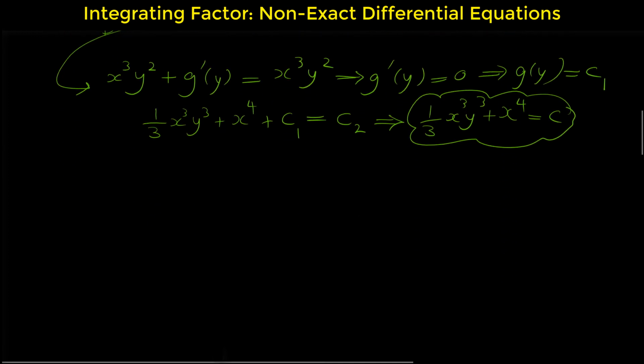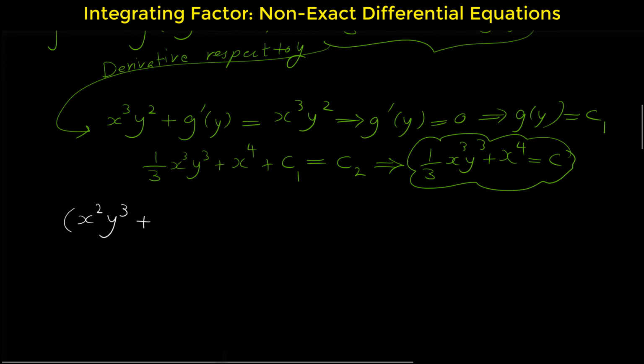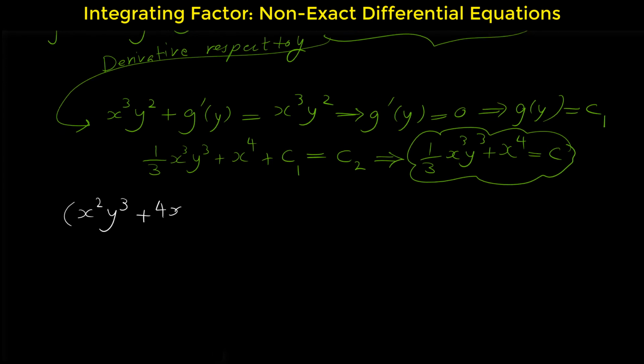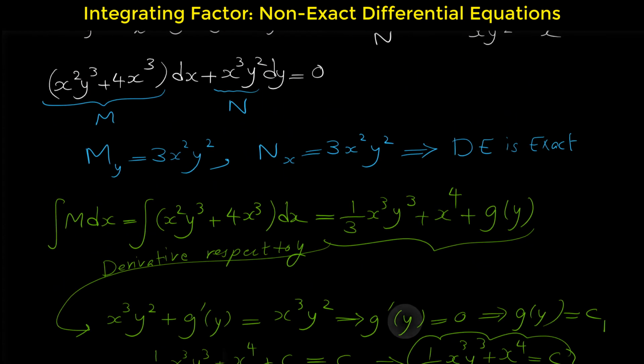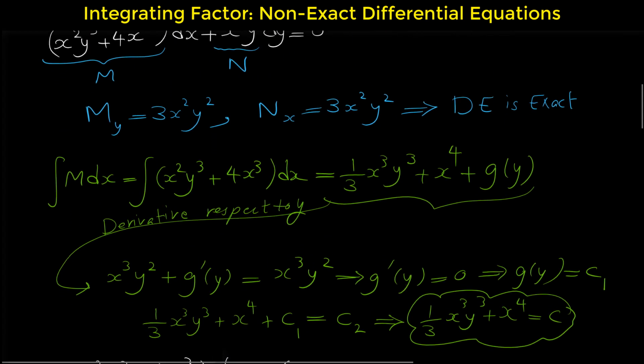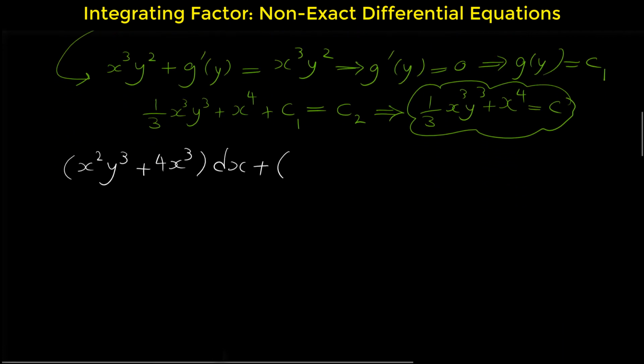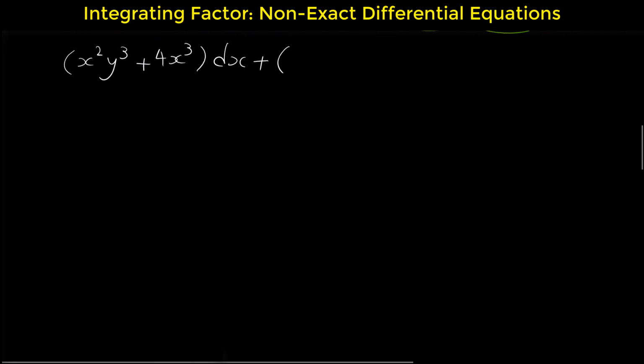Let me write down the differential equation again here. (x to the 2, y to the 3 plus 4x to the 3) dx plus x to the 3, y to the 2 dy equals 0.